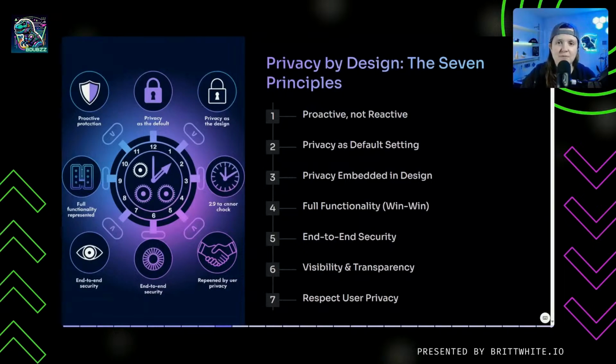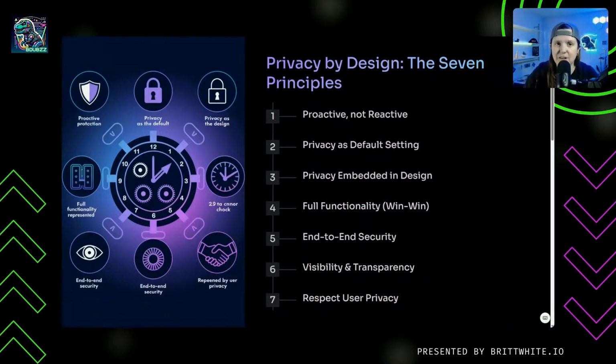The next principle is visibility and transparency. Users deserve to know what is happening with their data, what's being collected, how it's being used, and who it's being shared with. No surprises, no hidden catches. It's all about being upfront and honest.